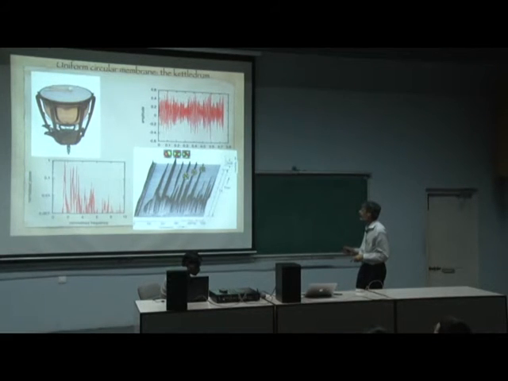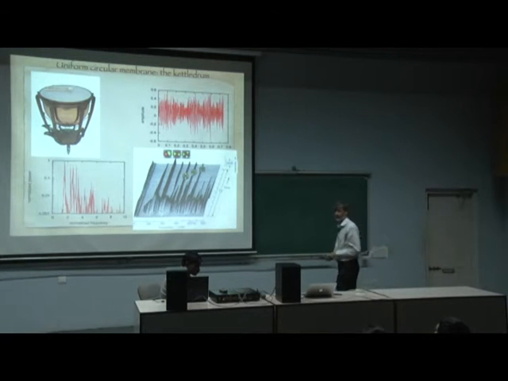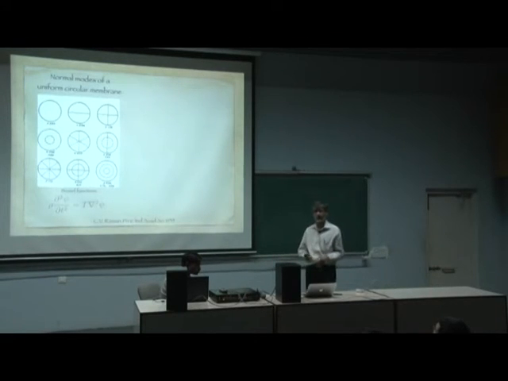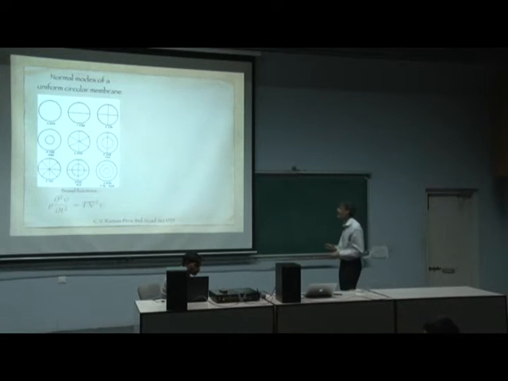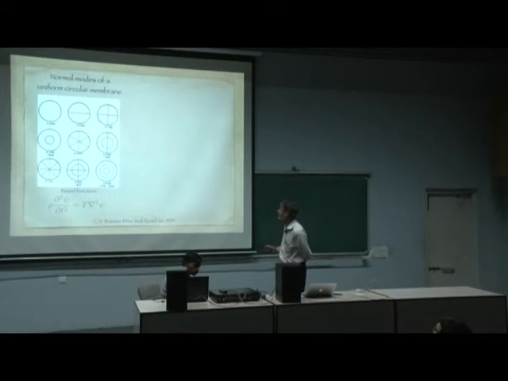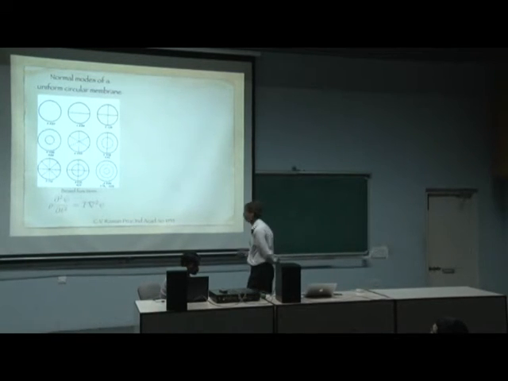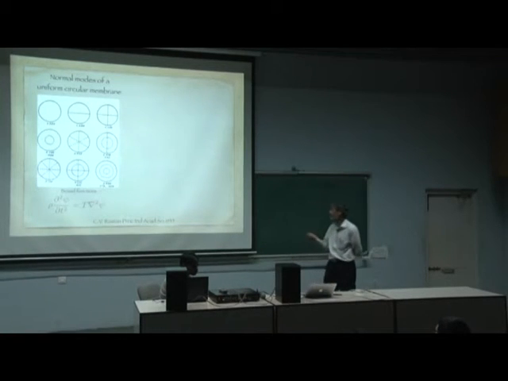These correspond to different vibrational modes of the circular membrane. They are not in harmonic ratio. The frequencies of these vibrations are not in integer ratios. And these are the ratios: 1, 1.59, 2.1, 2.23, 2.65, and so on and so forth. You can read it. These are the zeros of Bessel functions. That's all. So this is the equation you solve, and zeros of Bessel functions will give you this.